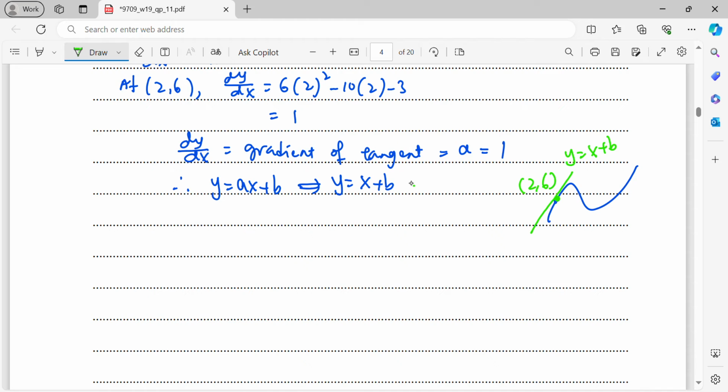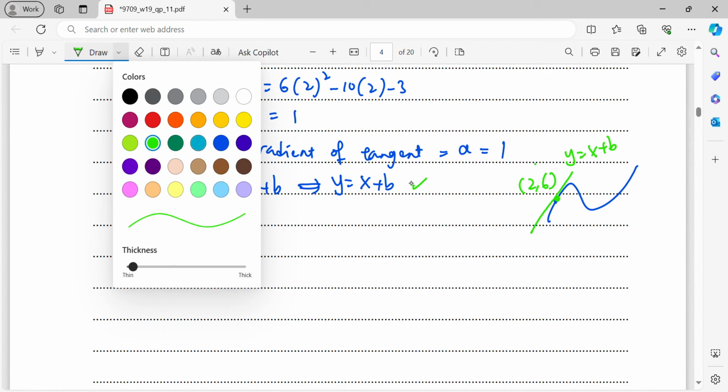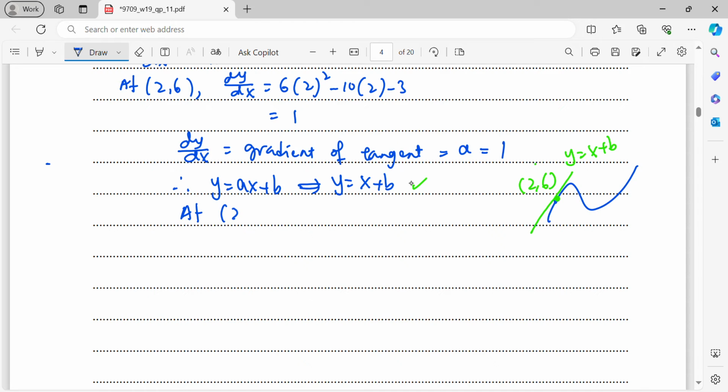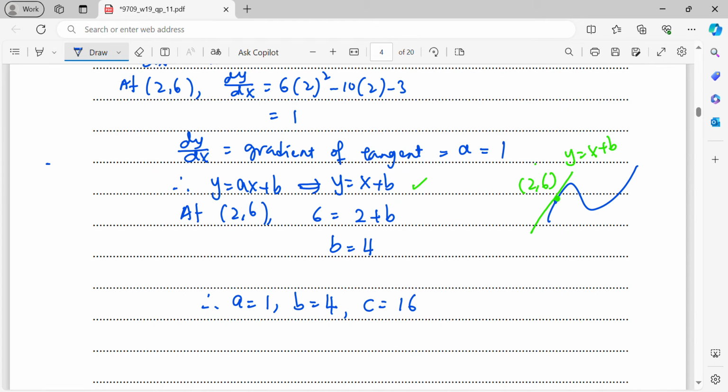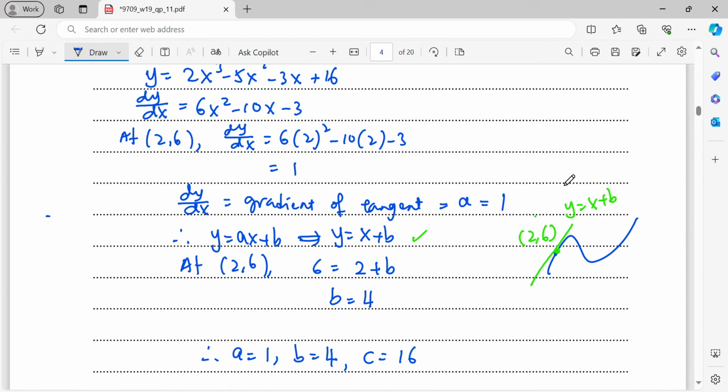Okay, so now after I have found y equals x plus b, whereby the a is 1, I can just replace the point. So at 2, 6, the y is 6, so 6 equals x plus b, where x is 2. Replace the x by 2. That means your b is going to be 4. So with this, I have found my a is 1, b is 4, and c equals 16. Alright, so this is the working for this question.